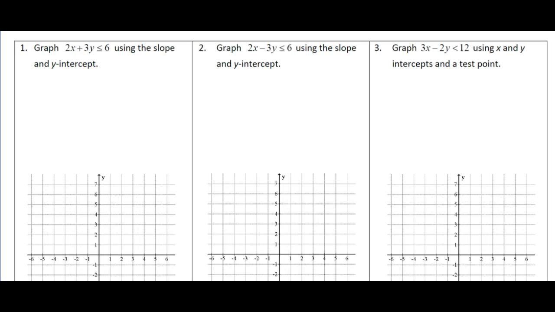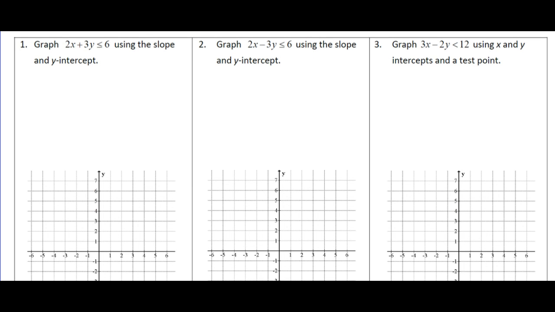Okay, remember, any point you have questions, ask questions. Graph 2x plus 3y is less than or equal to 6 using the slope and y-intercept. Okay, so here's what we have to do. We must find where it's equal. We need the line. So we're going to graph y equals. Step 1, graph it as y equals, because I want the line.